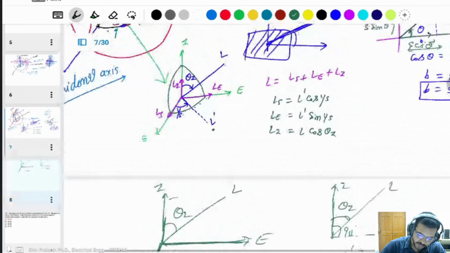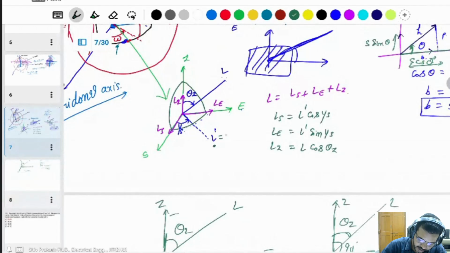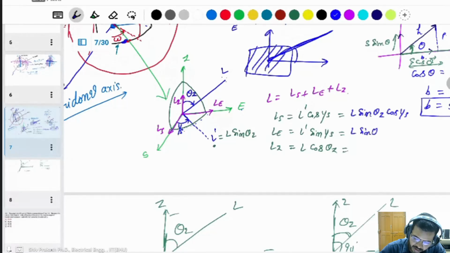Same thing, we can replace here. L dash will be L sin theta Z. We can replace L dash everywhere. This will be the same. L dash will be L sin theta Z cos gamma s, L sin theta Z into cos gamma s, L cos theta Z.